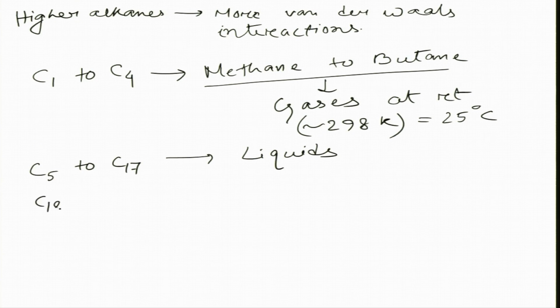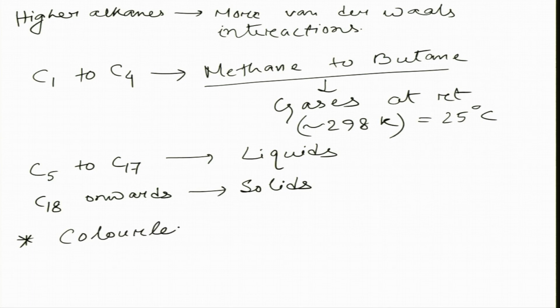And C18 onwards, that is C18 and the higher alkanes, they are solids. Okay. So, these changes in phase are due to the van der Waals interactions. The next feature of alkanes is that they are colorless and odorless.